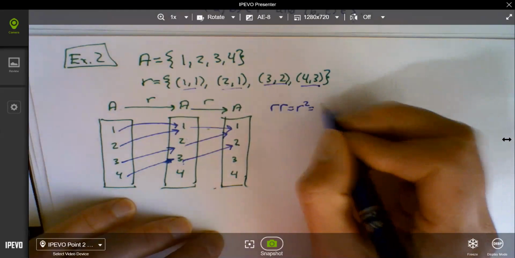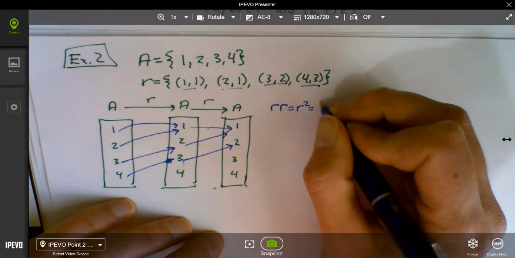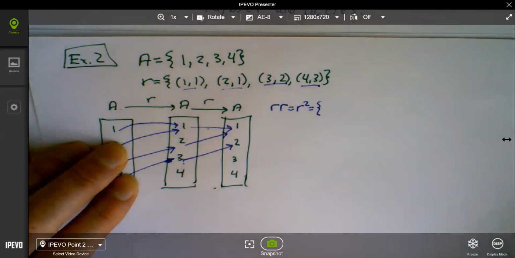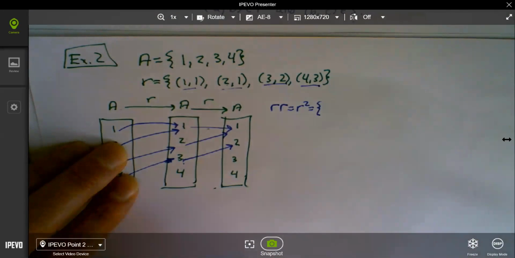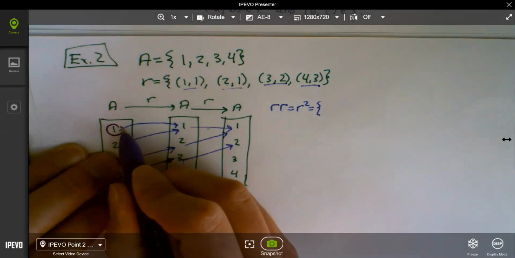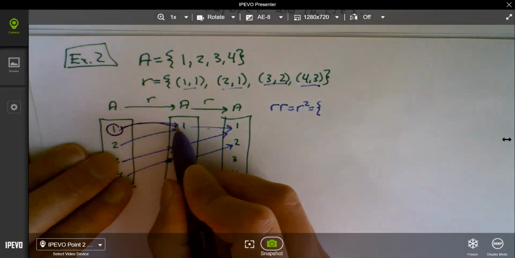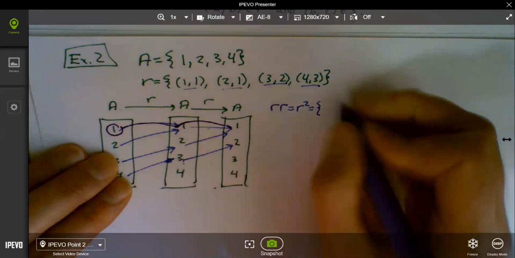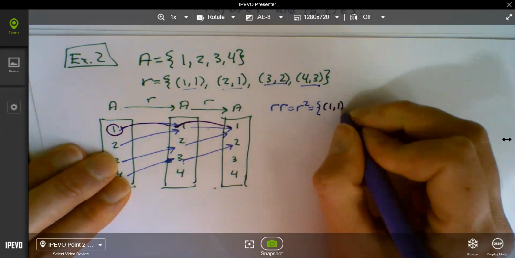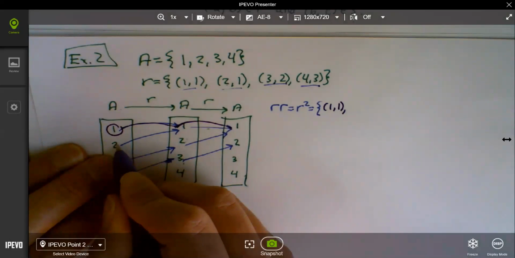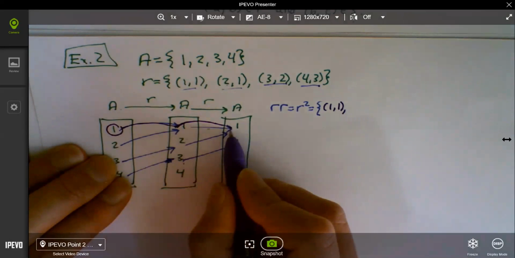So let's find all the elements in R composed with R. So we're going to start at element 1 in set A, and we're going to follow the arrows to the rightmost set A. So from 1 we can go to 1 in the middle column and then end up at 1 in the right column. So (1, 1) is an element in R composed with R. And that's all our options for 1.